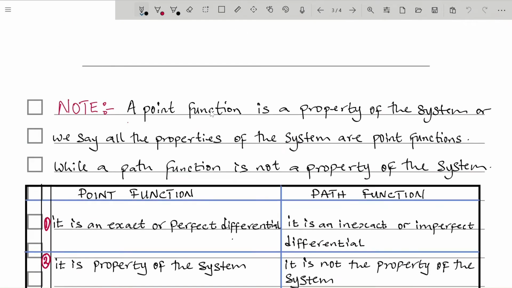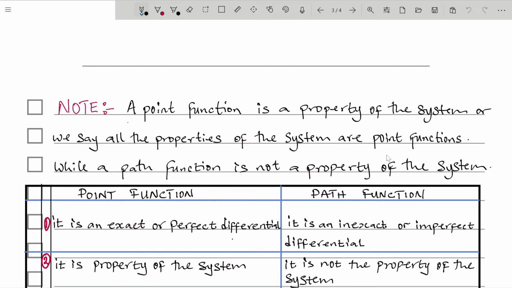Note that all point functions are properties of the system, or we say all the properties of the system are point functions, while a path function is not a property of the system. Why is a path function not a property of the system? Because path function depends on the process irrespective of the initial and final state, while point function depends on the state. The values depend on the state, that's why it is a point function.